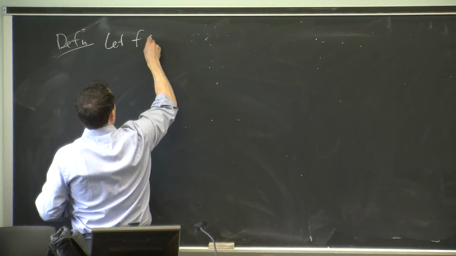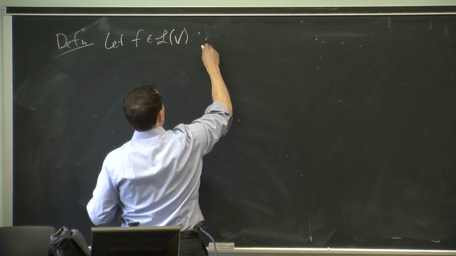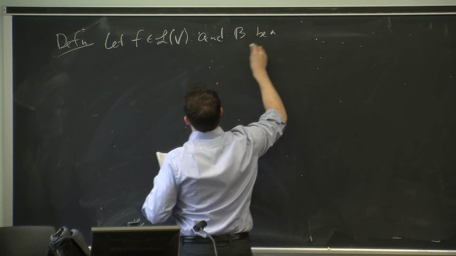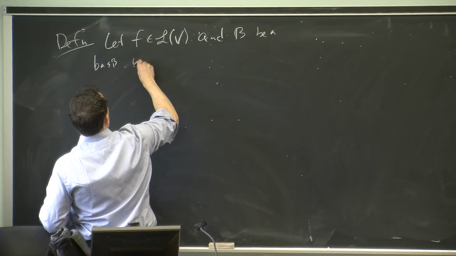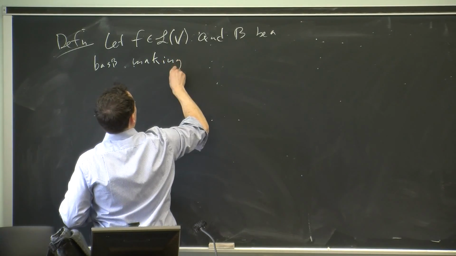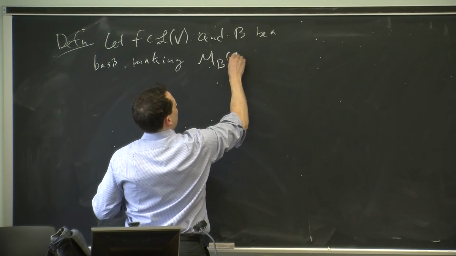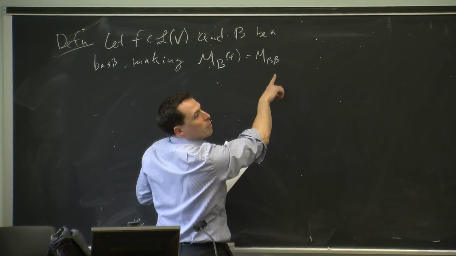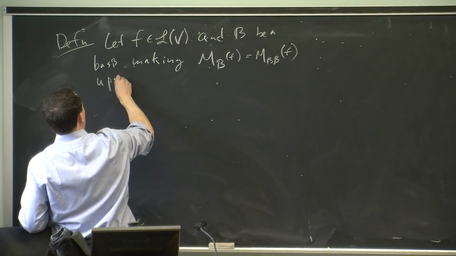So let's let f be a linear operator and b be a basis. A basis which makes the matrix with respect to b, remember that's the same as saying the matrix using the basis b on both the rows and the columns, upper triangular.